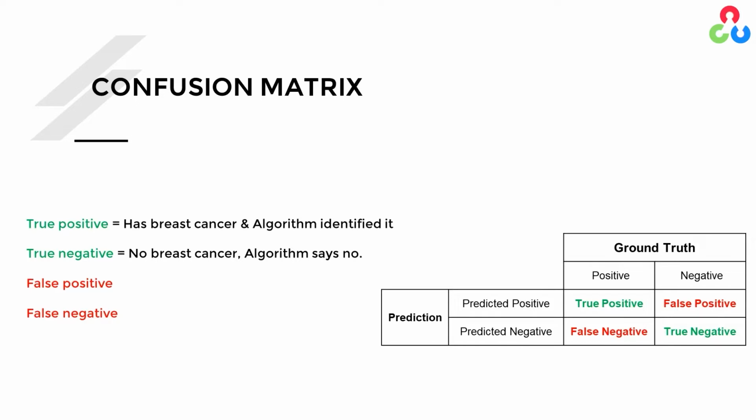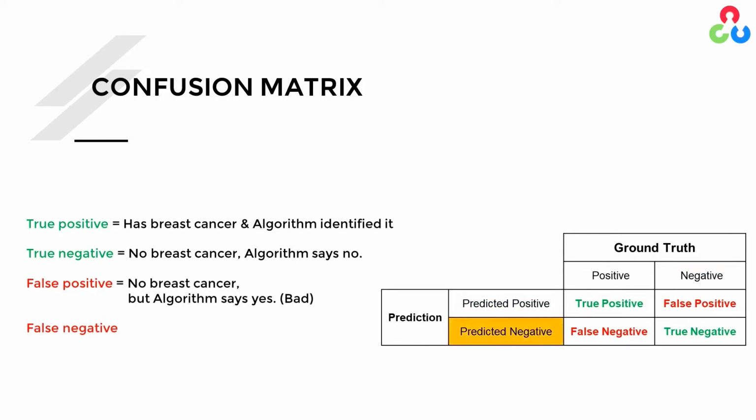Next is false positive. False positives are cases when the algorithm says breast cancer was detected, but in reality, there was no breast cancer. So it is a false positive. It is not a true positive. False negatives are when there was breast cancer, but the algorithm falsely said that it is negative, which means that there was no breast cancer.